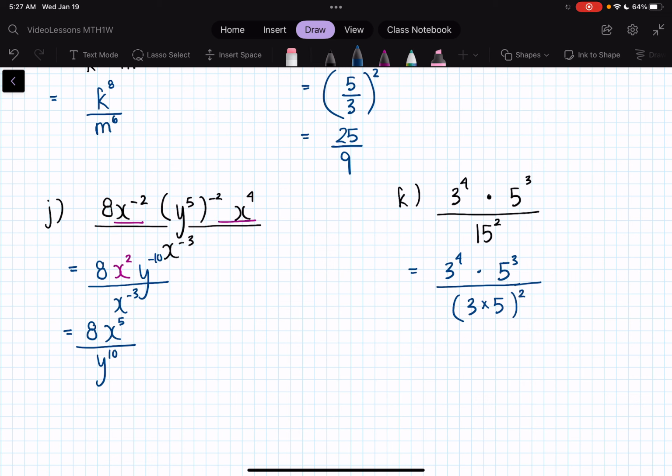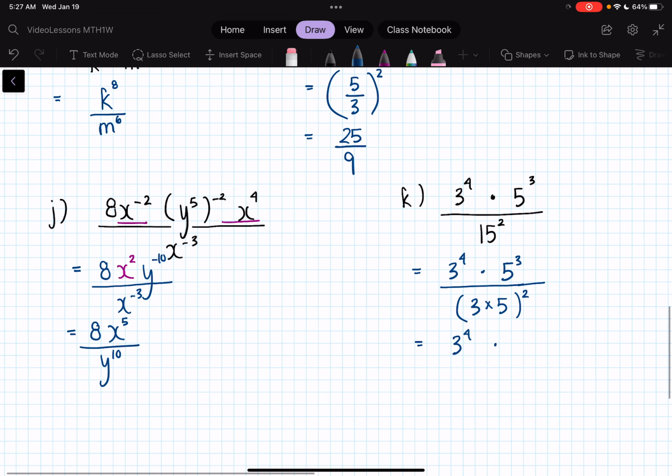So now what I have in the denominator is the same thing as 15 squared. And now in that denominator, there's nothing I can do with the numerator. Those are two unlike bases that are being multiplied, but I can't apply any exponential rules there. In the denominator, however, I have multiplication that's raised to a power. So this is power of a product. So everything gets the power. And now we can use our rules because now we have like bases.